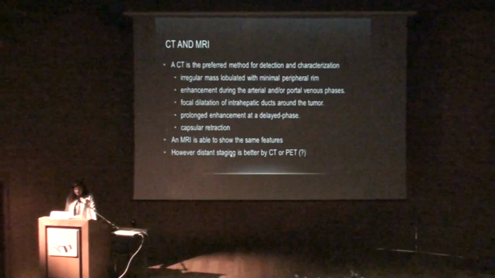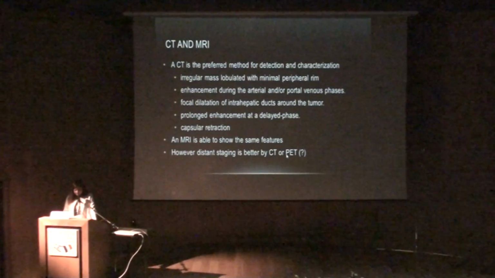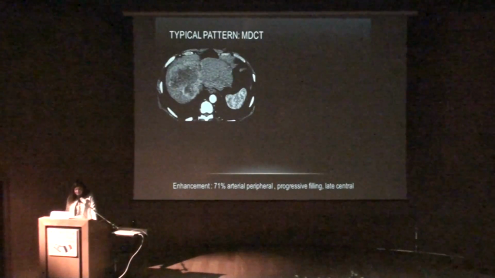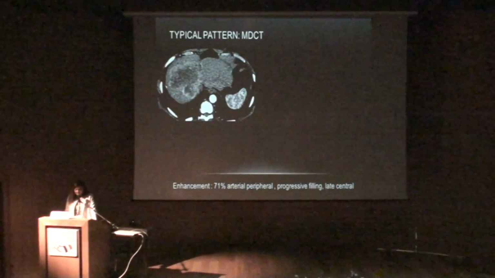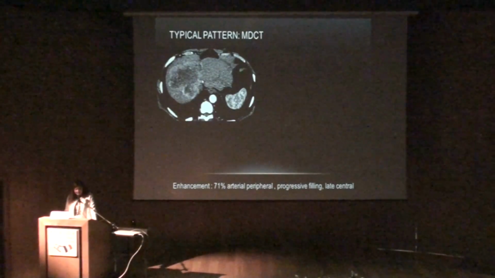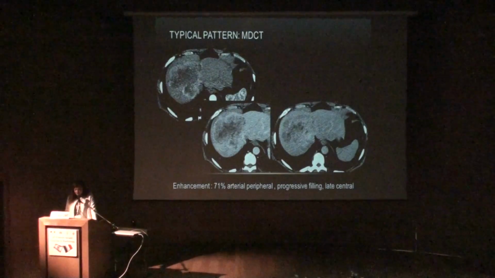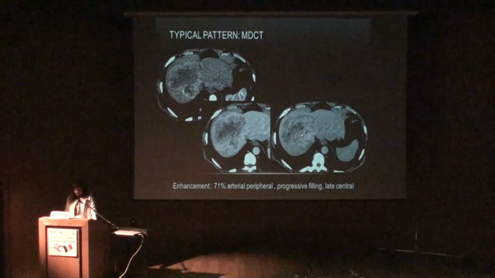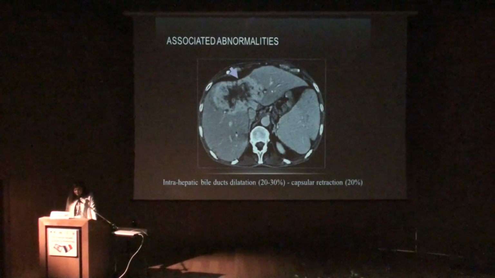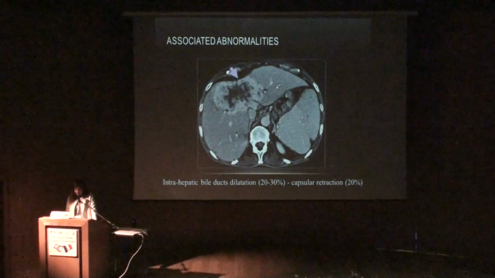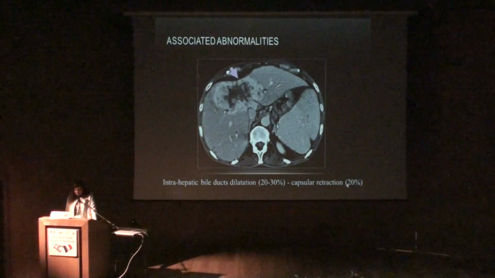What about the distant staging? Usually it's done by CT, but you can do a PET CT for that also. So the typical pattern of peripheral cholangiocarcinoma is like that. You have a rim enhancement of your lesion on arterial phase, and after on portal venous phase and on delayed phase, you have a progressive filling and a late central enhancement. You may have associated abnormalities like here, intrahepatic bile duct dilatation in around 20 to 30% of cases, and a capsular retraction that you can see here in around 20% of the cases.